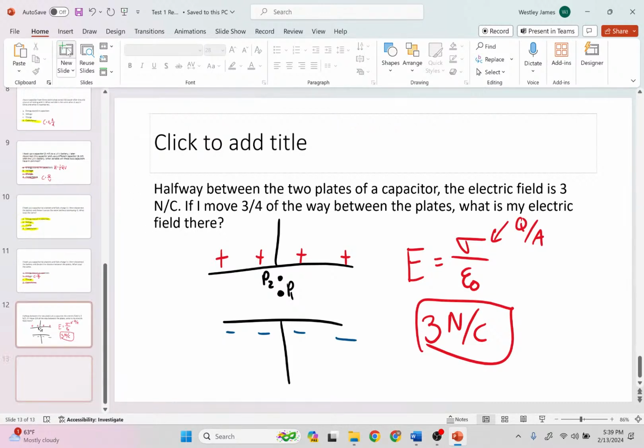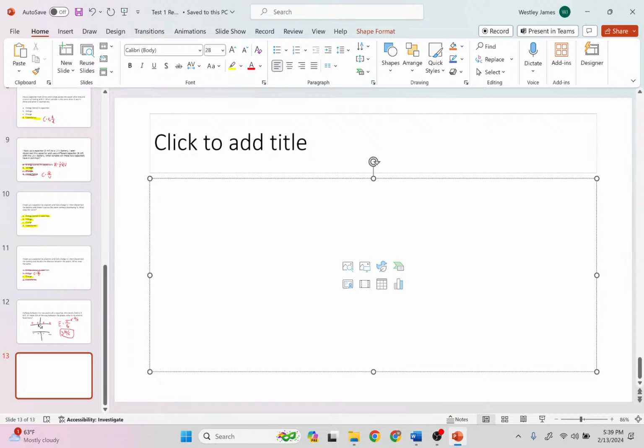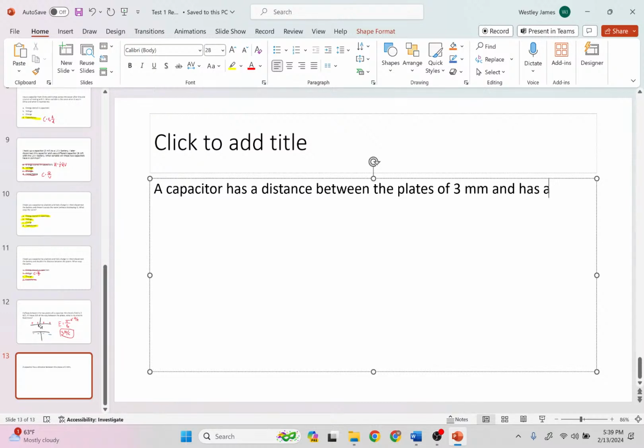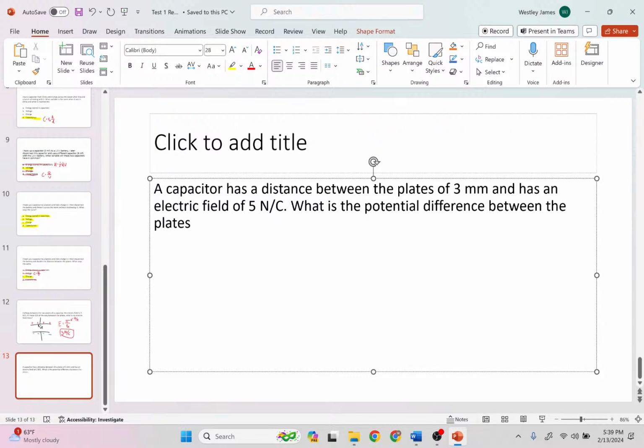I guess one more capacitor question I could ask that's a good one. A capacitor has a gap, a distance between the plates, of 3 millimeters, and has an electric field of 5 newtons per coulomb. What is the voltage? What is the potential difference between the plates? I.e. voltage.